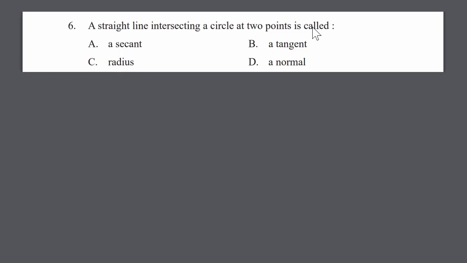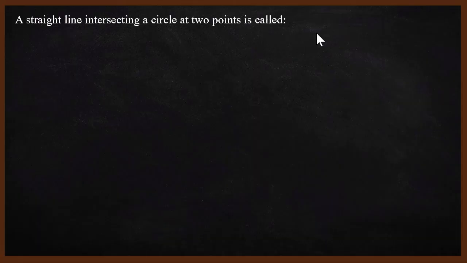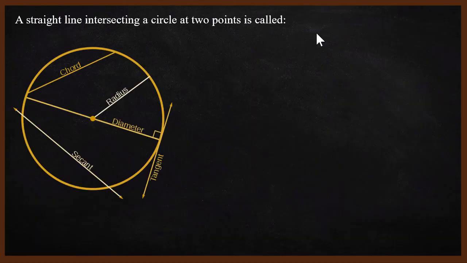Sixth question. A straight line intersecting. This is a circles related problem. A straight line intersecting a circle at 2 points. So what is a straight line intersecting a circle at 2 points called? For this, I have this diagram from Wikipedia, which is really good and it explains different things.